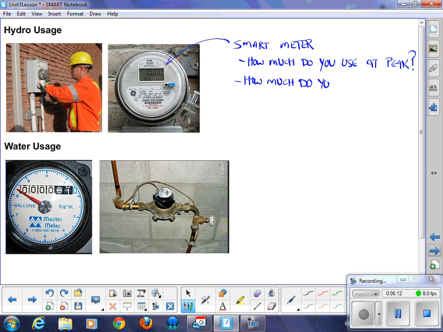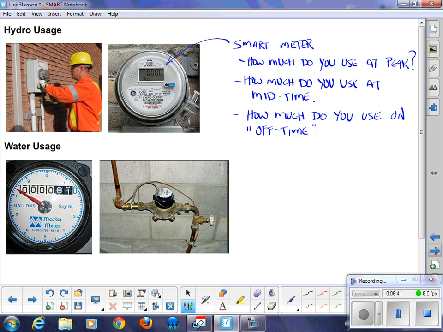do you use at mid time, I think that's what they call it? And those are the transitional times, from the busy workday to everyone's at home winding down. And then how much do you use at off time, what they call off time? All right.